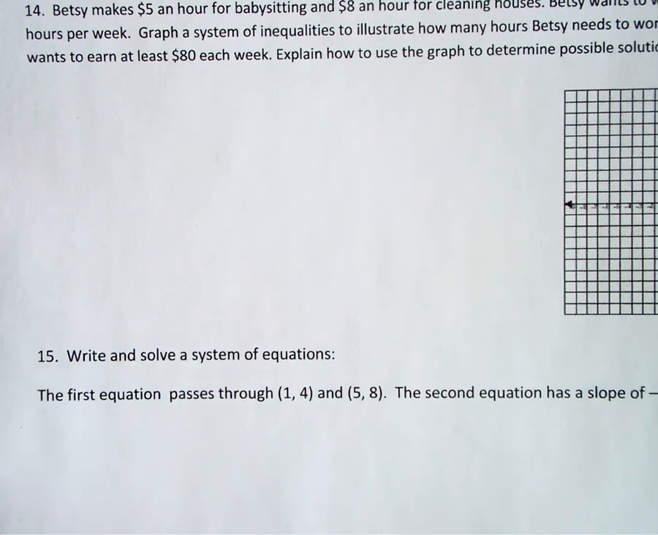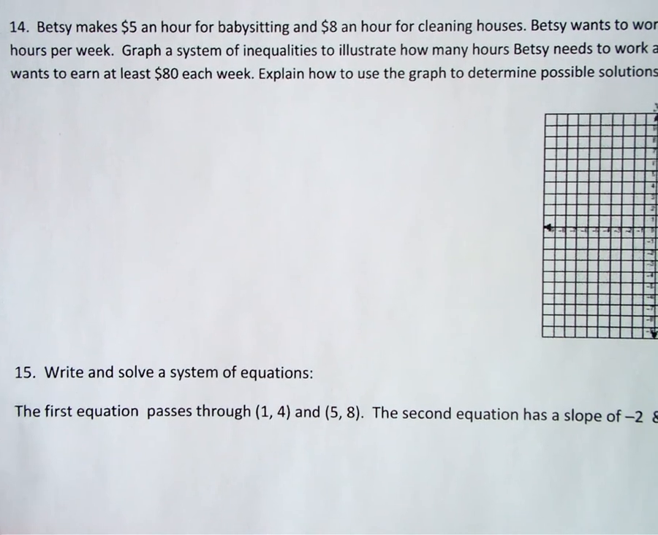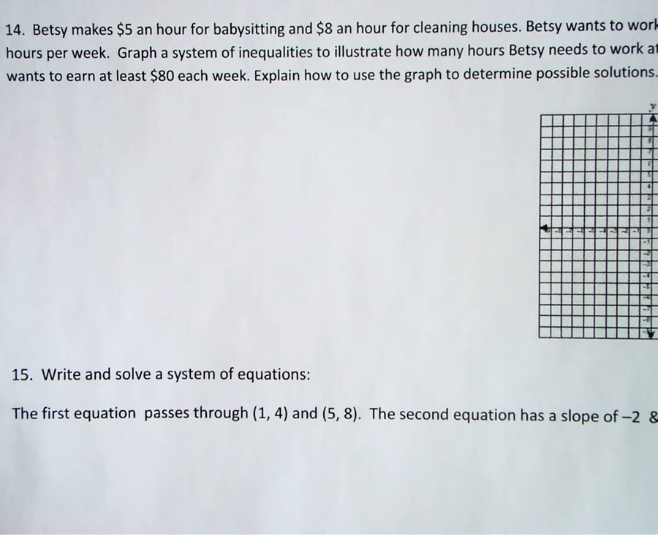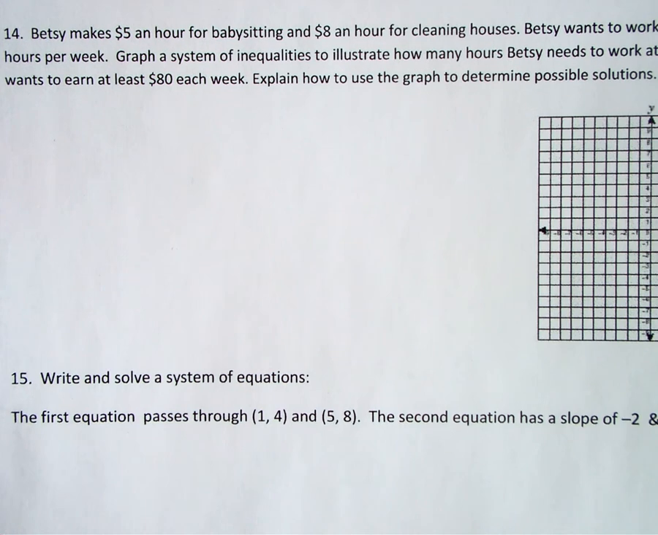Betsy makes $5 an hour for babysitting and $8 an hour for cleaning houses. Betsy wants to work a minimum of 10 hours per week. Graph a system of inequalities to illustrate how many hours Betsy needs to work at each job if she wants to earn at least $80 each week. Explain how to use the graph to determine the possible solutions.